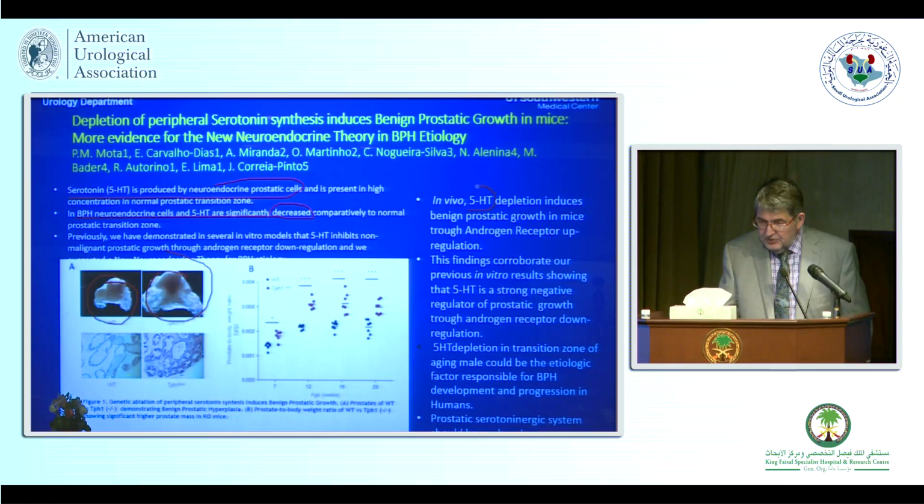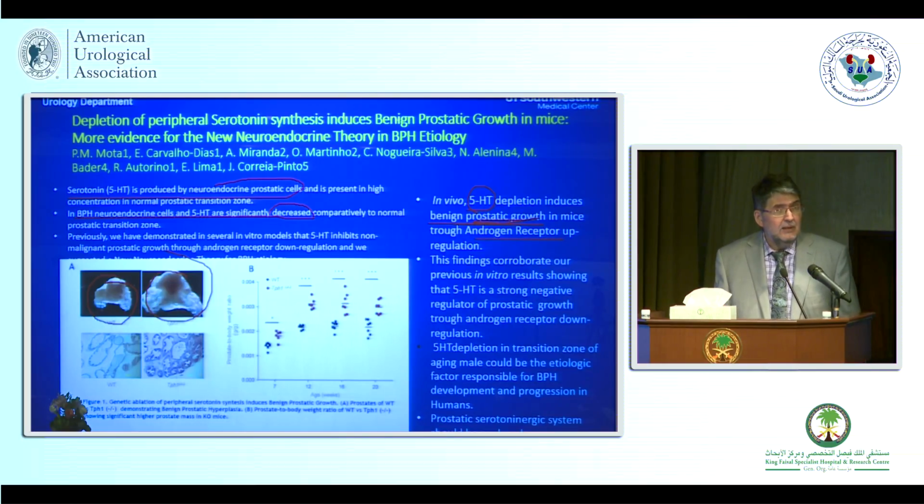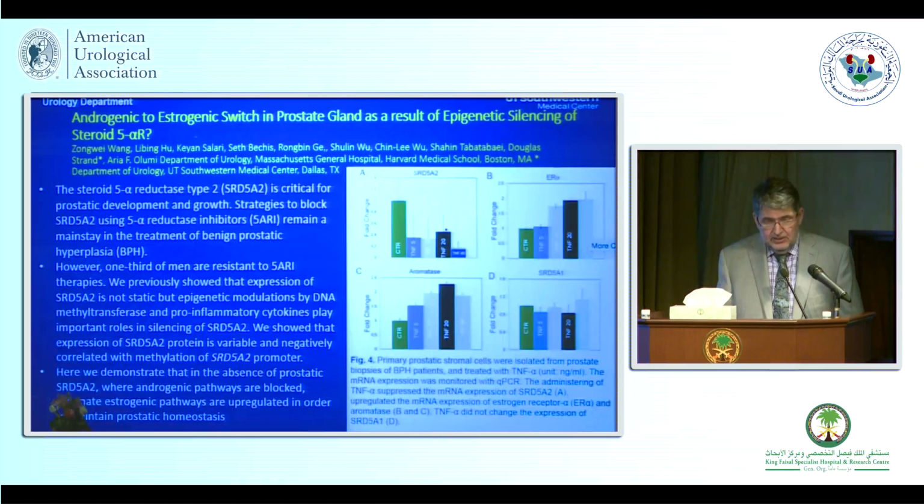So 5-hydroxytryptamine or serotonin depletion induces BPH growth, and they say this is an androgen receptor upregulation. And so they feel that this serotonin system, the 5-hydroxytryptamine system, is a potential target for therapeutic intervention. This is completely untapped. No company has ever looked at this, and this is a completely novel idea as to medical treatment for BPH.